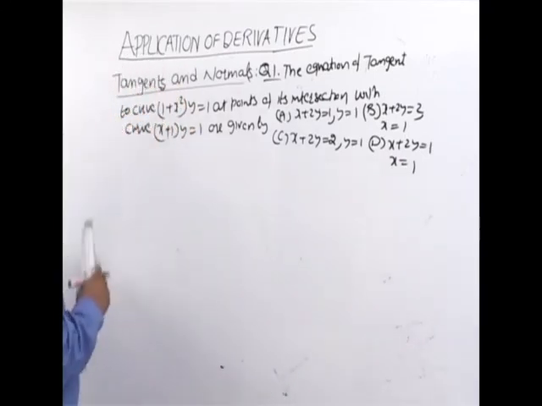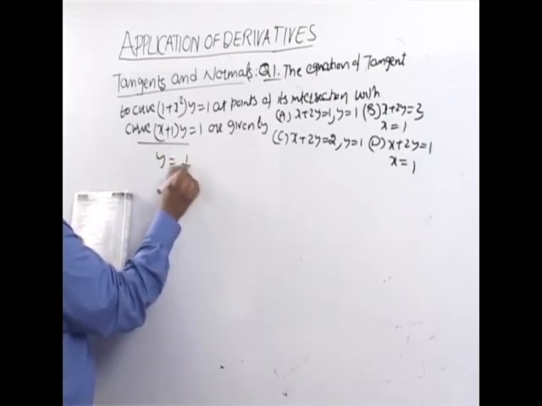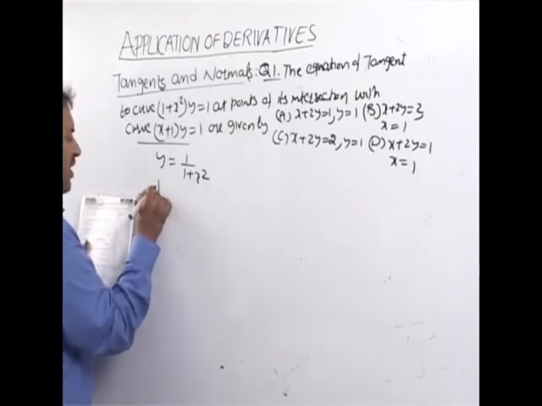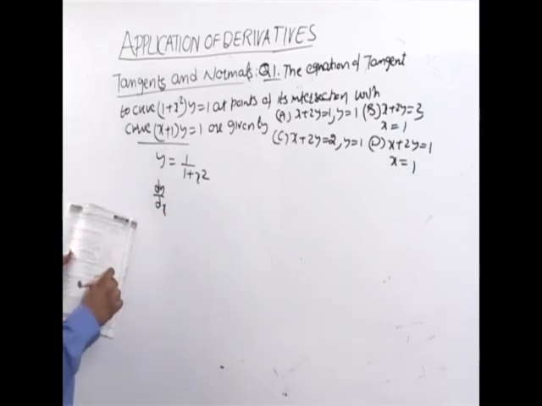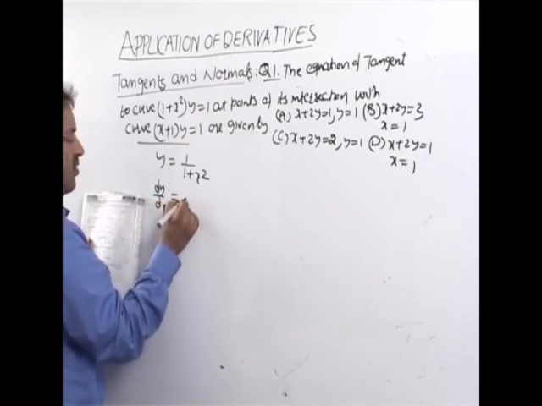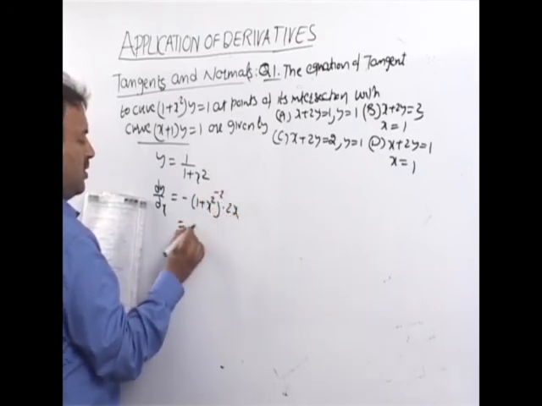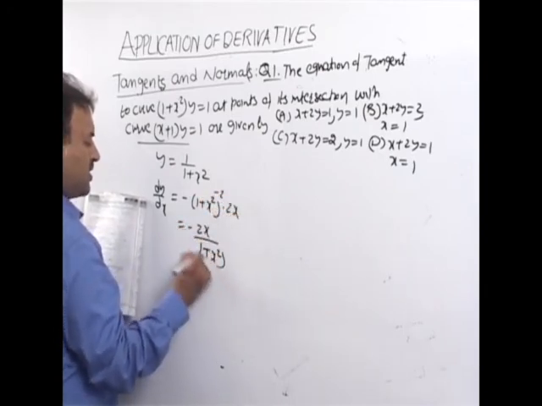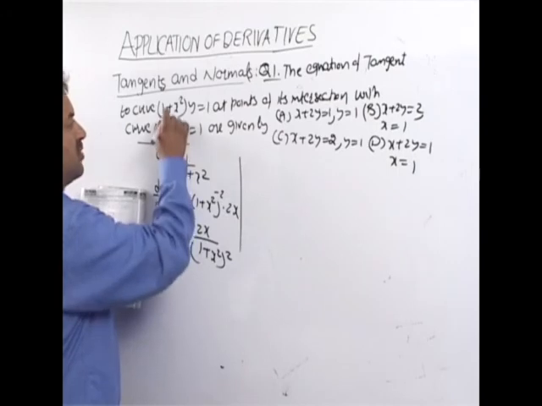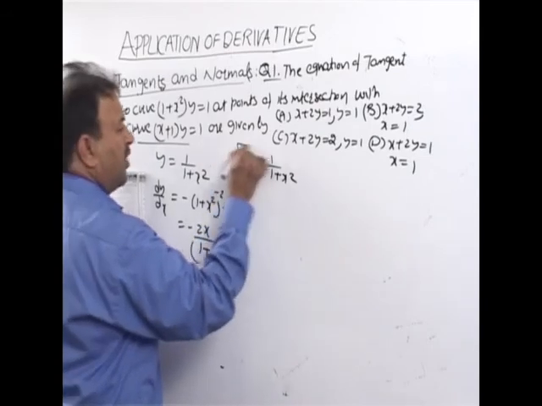The equation of tangent to the curve: it comes out to be y is equal to 1 upon 1 plus x square. Now I find out dy by dx, which is equal to minus 1 plus x square the power minus 2 into 2x, that is minus 2x upon 1 plus x square the whole square. So for the equation of tangent at the point of intersection of the curve with this one, first for the point of intersection we find out the y.